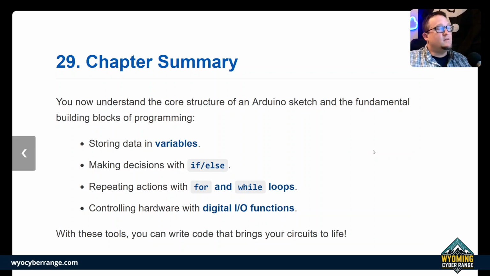So today we talked about variables. We made decisions with if else. We talked about loops with the for and the while statement. We are now even controlling hardware with our I/O functions. Now the I/O functions are all digital. We haven't talked about getting into the analog world completely. Chapter 2 we touched on it, but in the future we will be dealing with more sensors, which have a lot of analog capabilities.